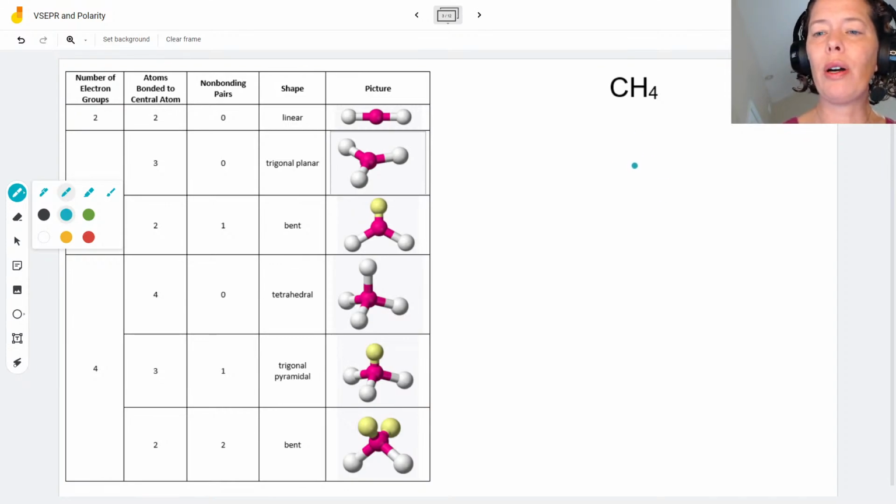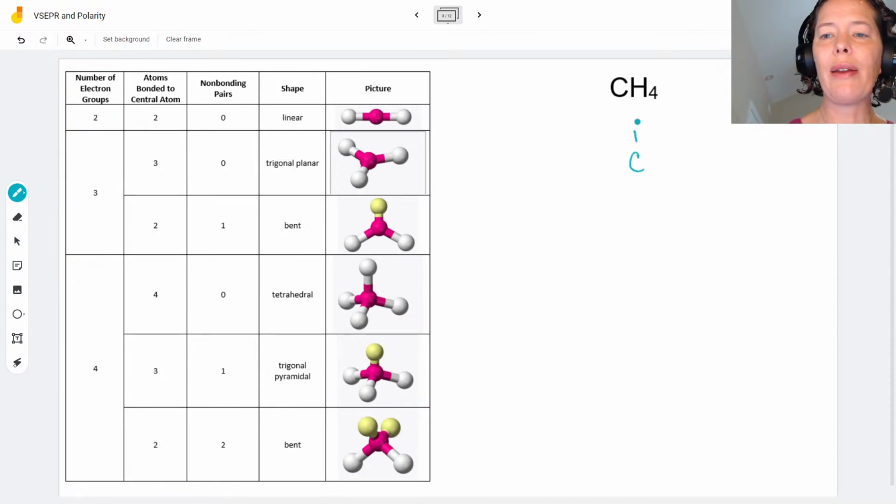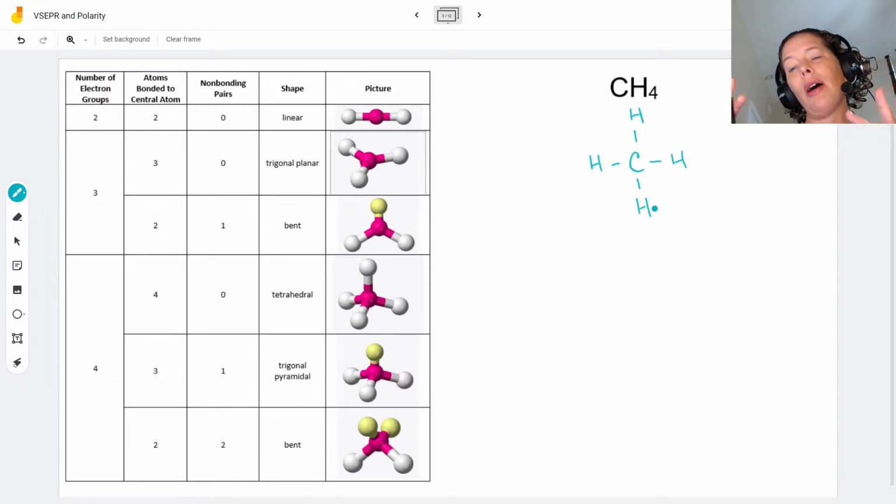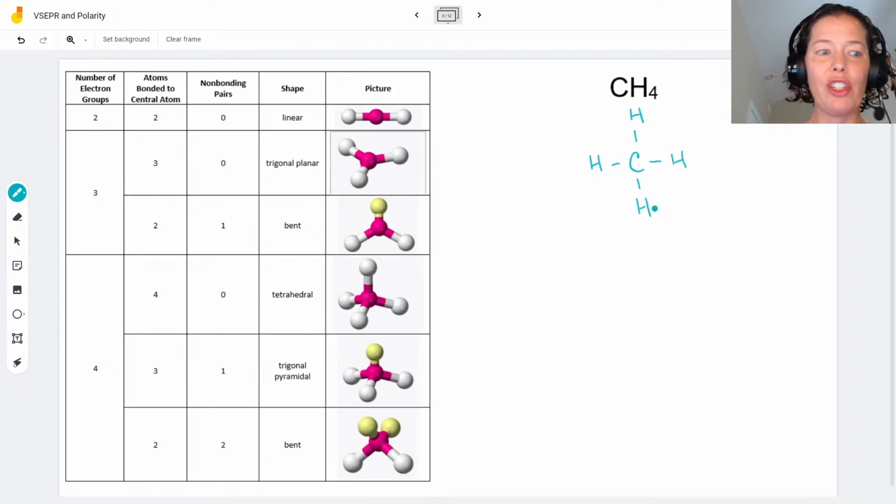Okay, so carbon is my central atom, and I have 4 hydrogens bonded to this carbon. Again, remember, when I'm writing this here, I'm giving the 2D representation, the Lewis structure. This may or may not match this structure in 3D. So let's first assign this molecule a molecular geometry or a shape.